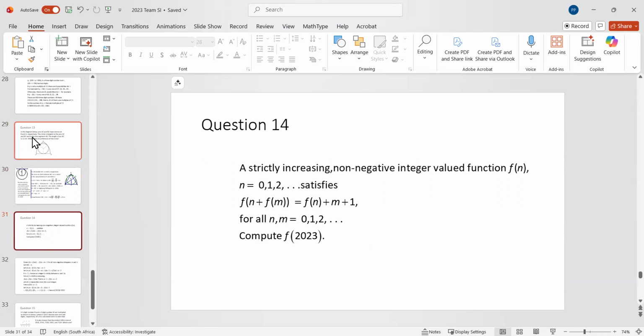Question 14 reads the following. A strictly increasing non-negative integer valued function f(n) satisfies this. You've got a funny looking equation here: f(n) plus f(m) equals f(n plus m plus 1). There's a name given to these types of equations.